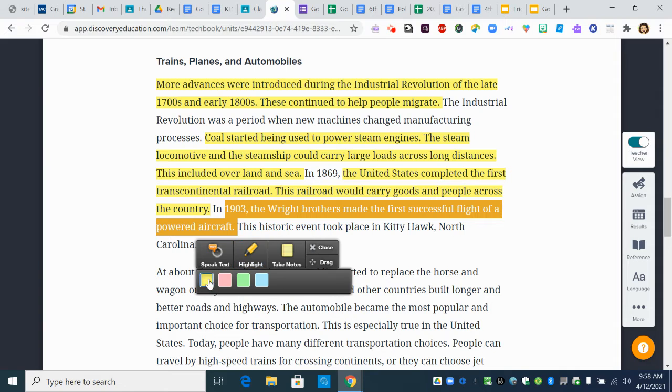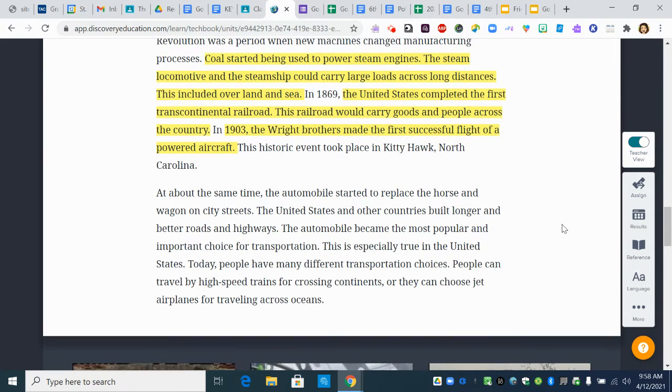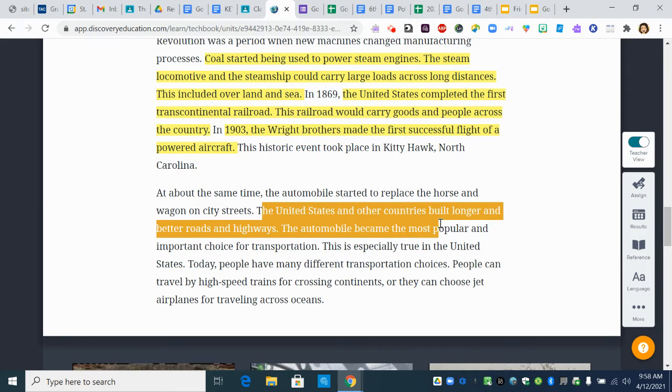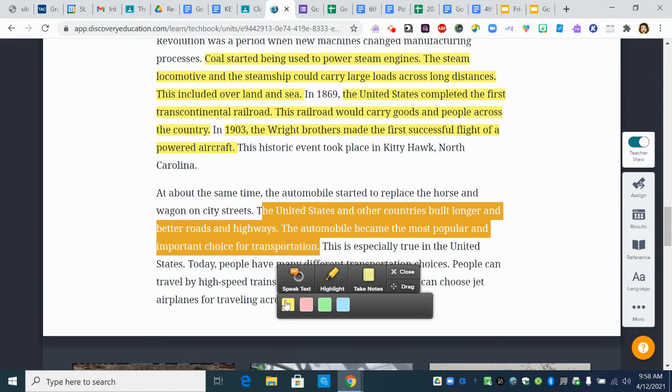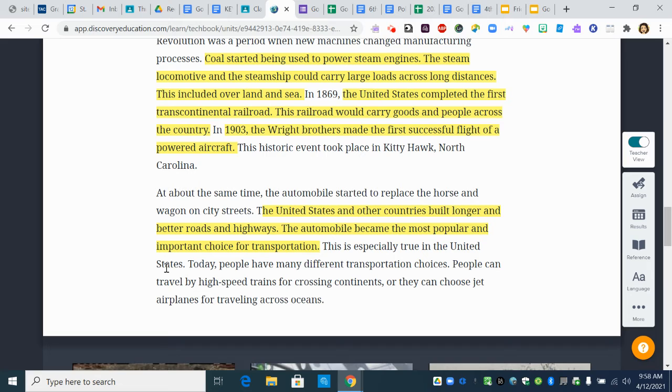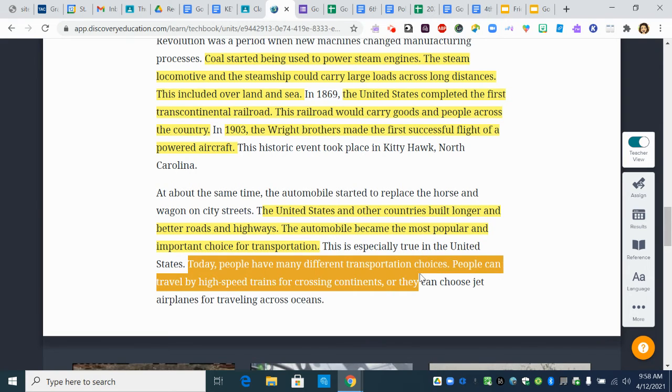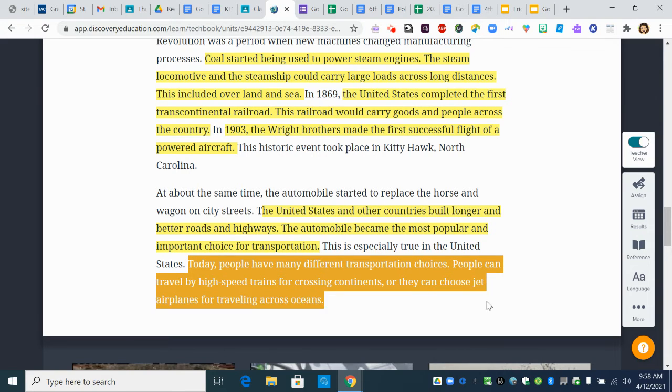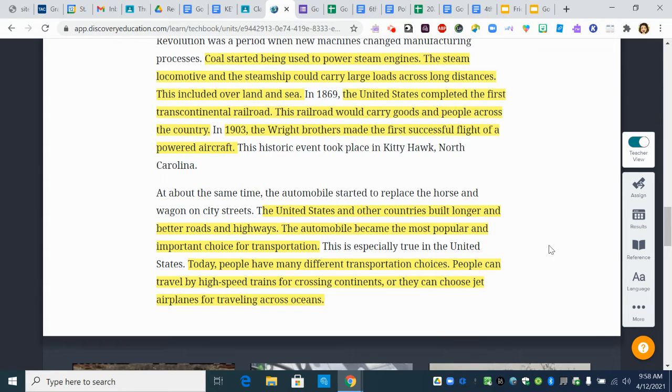Okay, so let's highlight that. At about the same time, the automobile started to replace the horse and wagon on city streets. The United States and other countries built longer and better roads and highways. The automobile became the most popular and important choice for transportation. This is especially true in the United States. Today, people have many different transportation choices. People can travel by high-speed trains for crossing continents, or they can choose jet airplanes for traveling across oceans. Lots of choices available for us today, guys.